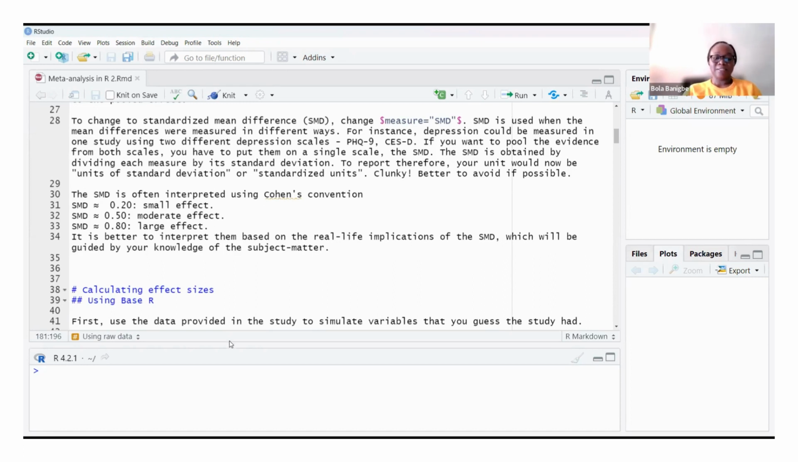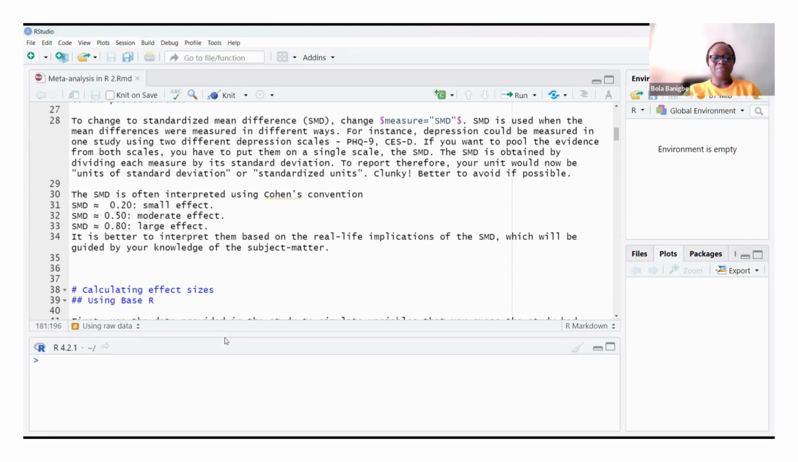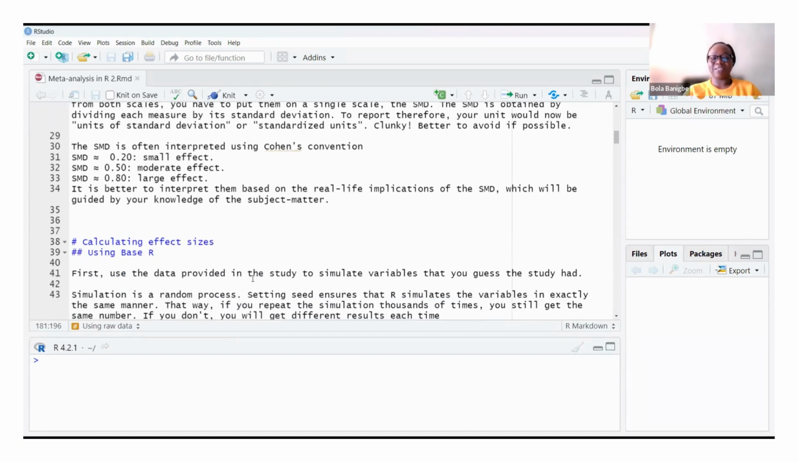And statisticians will tell you that you don't just consider effect sizes or statistical significance. You also have to ask yourself, does it have any real life implications? So if we're using standardized mean difference, we are not just robotically reporting numbers and effect sizes. We're actually interpreting and saying, what does that mean in real life based on your knowledge of the subject matter?